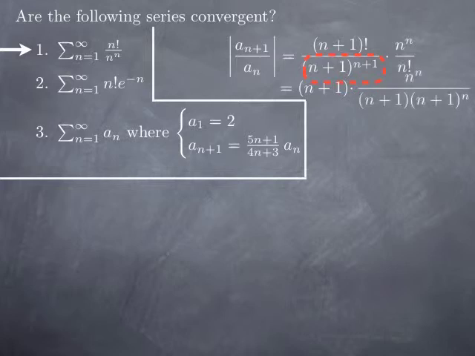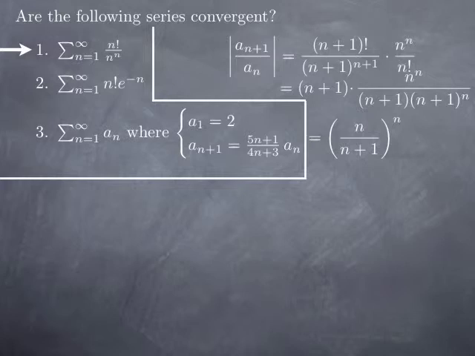And so what remains is n to the n at the top, (n+1) times (n+1) to the n at the bottom. You see that one of the (n+1)'s cancels out, and what remains is n to the n over (n+1) to the n, which I can write as (n over n+1) to the power n. And what we're interested in is the limit of this ratio.